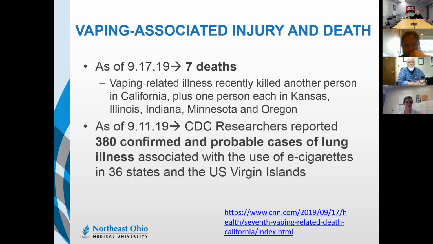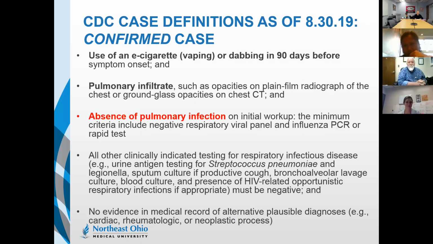And then as of 9/11, the CDC researchers reported 380 confirmed and probable cases of lung illness associated with e-cigarettes in almost everywhere in the country, so 36 states, as well as the US Virgin Islands. So the next couple of slides, this is an August 30th, 2019 definition that the CDC uses to define a confirmed case of this vaping injury versus a probable case.